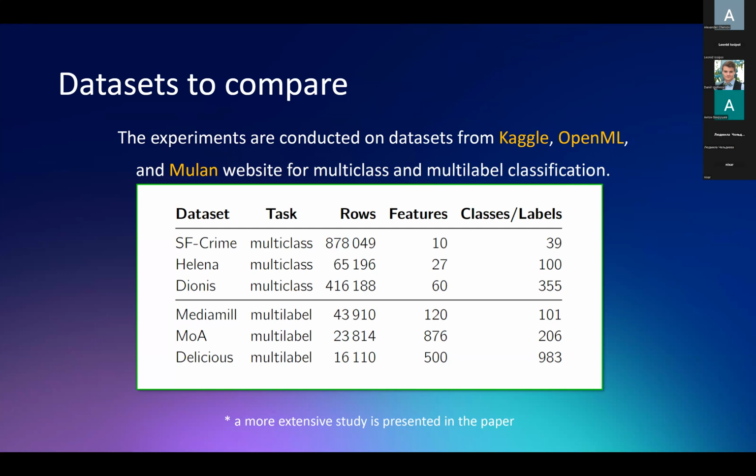To make the experiments, we took some data sets from Kaggle, OpenML and Mulan repositories. We chose some data sets with different numbers of rows, features, and especially outputs. So we took data sets from 10 to almost 1,000 outputs. Here, this is just a subset. In total, we had 10 data sets in our paper. So let's check the result about the speed.